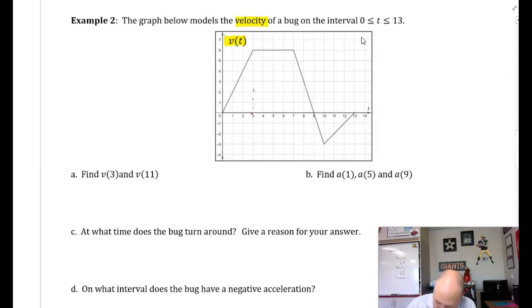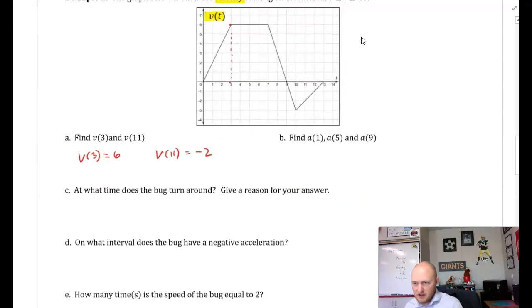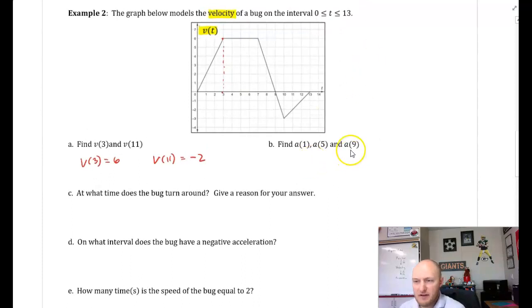Well, here's 3. The value at 3 is 6. So v of 3 is equal to 6. And then v of 11, reading the graph, is negative 2. Okay. B, find a of 1, a of 5, and a of 9. Well, a of 1, remember that's the same thing as v prime of 1. So I want the slope or the derivative at 1. And it looks like right here our slope is 2. So a of 1 is 2.